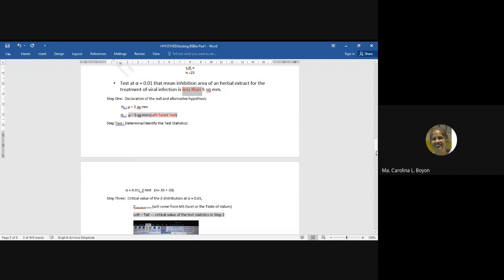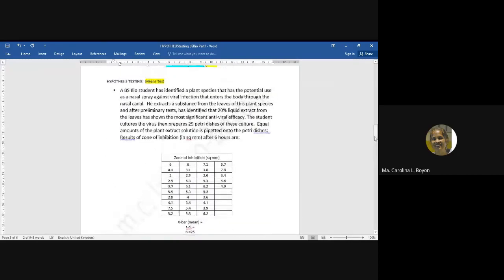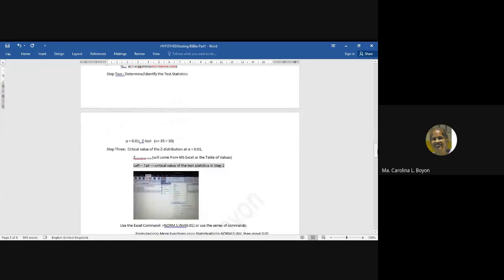And this one, oops. Okay, is this 35? Okay, this one pala, N is 35. Sorry for that. Okay, so N is 35 and that's greater than 30. Therefore, we have a z-test. Okay, so how do we now find the value of the z-test?